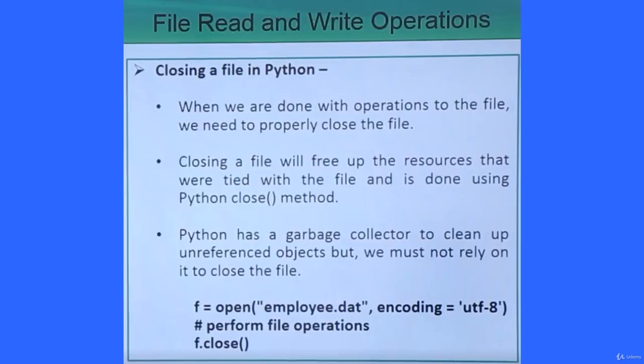So here we have an example. f is equal to open employee.dat, encoding is equal to UTF-8, and then perform some file operations, and then f.close to close the file so that the allocated resources are declared free. So in this particular video, we have discussed how to perform read and write operations on a file in Python. Thanks for watching this video.